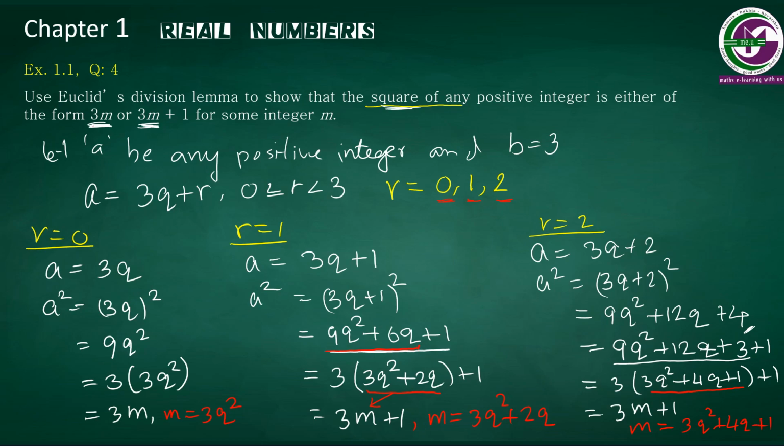So you can see that the square of any positive integer is either of the form 3m or 3m plus 1. Again, we are getting 3m plus 1. So we are not getting any third option. So the square of any positive integer is either of the form 3m or 3m plus 1. That's the result. That's all for now.